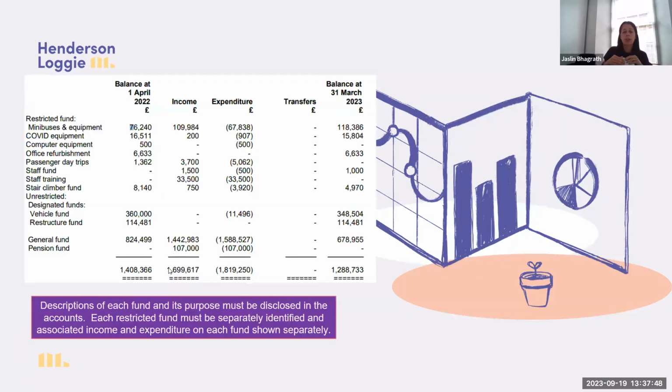So here's an example of, as I say, once you've looked at your SOFA and you've got all the notes that underpin that, all the notes give you more detail on what's in your income and expenditure. You should also have a funds note, and that details all the different pockets of funds that you have.